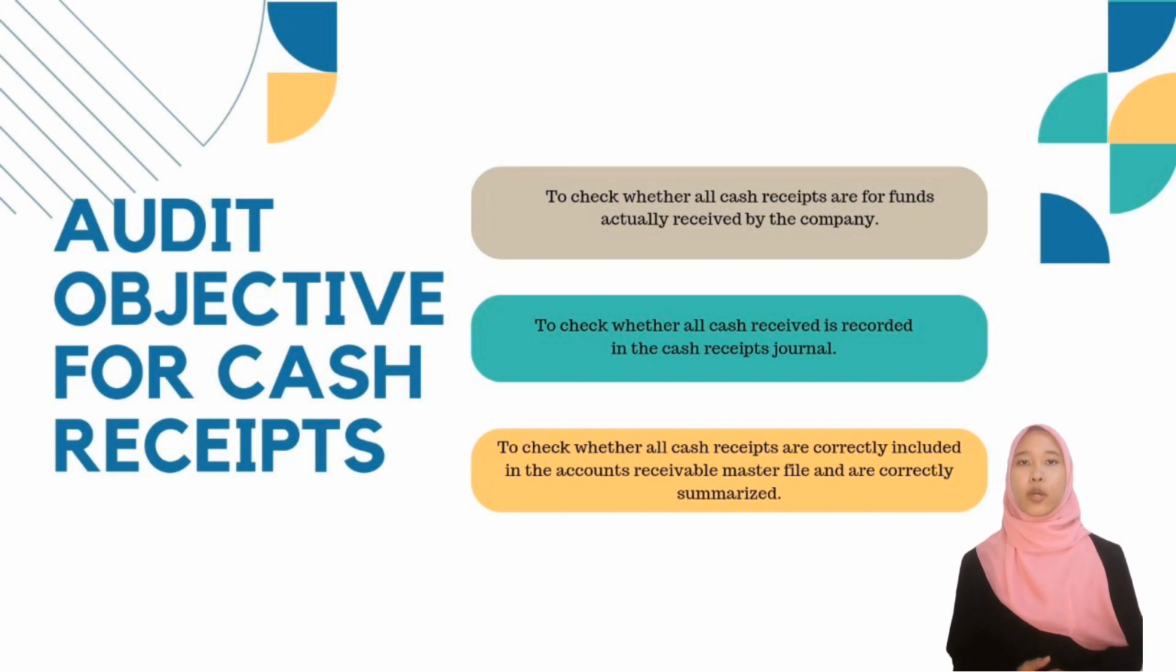There are three audit objectives for cash receipts. First, occurrence is to check whether all cash receipts are for funds actually received by the company. Second, completeness is to check whether all cash receipts are recorded in the cash receipts journal. And lastly, posting and summarization is to check whether all cash receipts are correctly included in the accounts receivable master file and are correctly summarized.